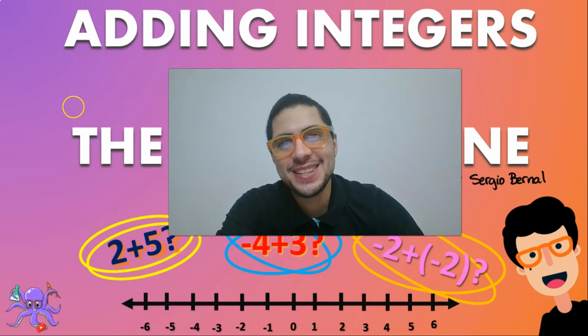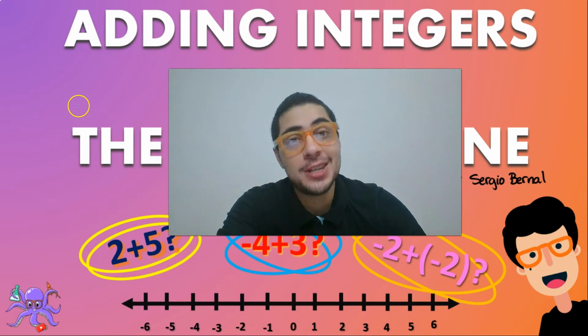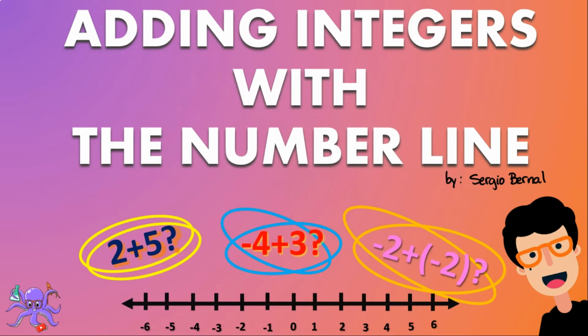Hello guys, welcome to today's video in which we're going to be learning about how to add two integers with the number line. Pretty interesting, huh? Let's begin. So let's say we wanted to add two positive numbers. How do we do that using the number line? Maybe you want to add a negative number and a positive number, like -4 plus 3. Maybe you want to add two negative numbers, like, for example, adding -2 to a -2. Well, in today's video, we're going to be learning about that. So stay tuned.